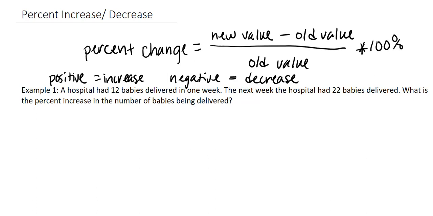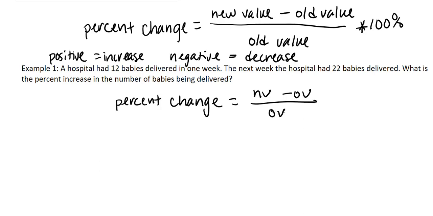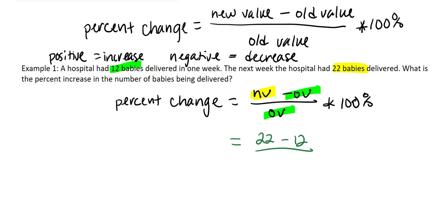So if we're looking at this, the percent change, and I'm just going to go NV minus old value over old value, because it's just a little bit easier to type it, or to write it faster. So our new value is going to be the 22. Our old value was the 12. So now we can go ahead and fill that in. So we have 22 minus 12 over 12 times 100.